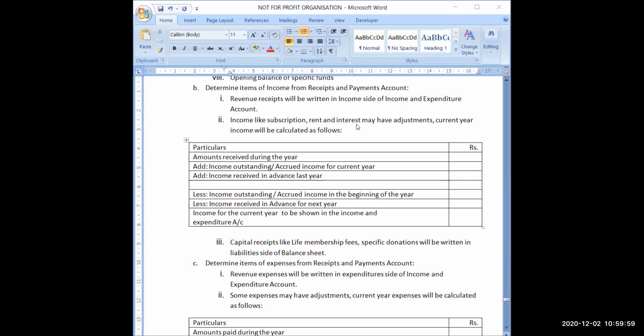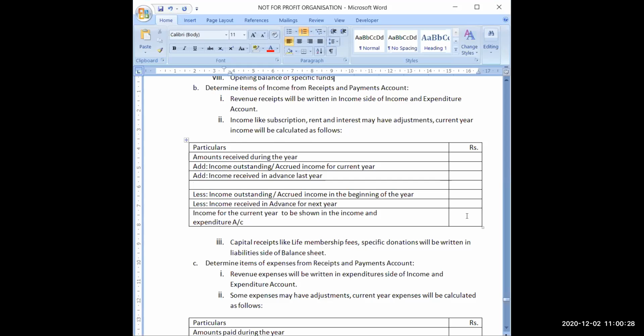Even if you are having any subscription income or rent income or interest income, if they have any adjustment, the same set of rules which you have applied for subscription will be applied and you will calculate the current year income. What is the current year income amount? That current year income amount will be written in the income and expenditure account.